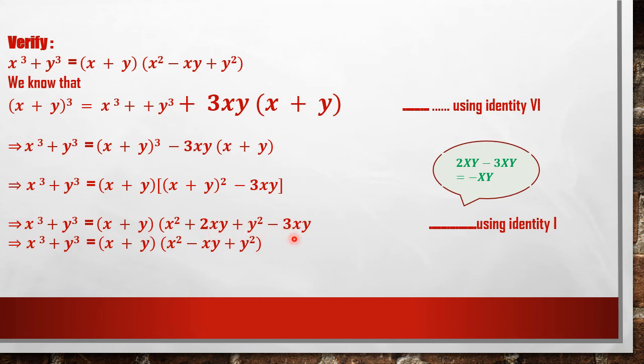Plus 2xy minus 3xy is minus xy. That is why this middle term is minus. See, from here you can realize why it is in subtraction. The middle term is in subtraction because of these two calculations. Plus 2xy and minus 3xy are like terms. When you add them, you get minus xy. So this identity we derived from our common identity 6.